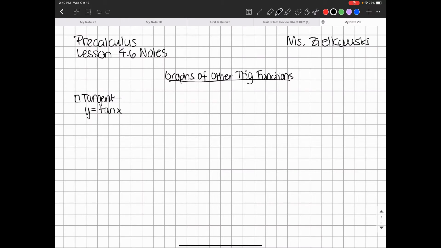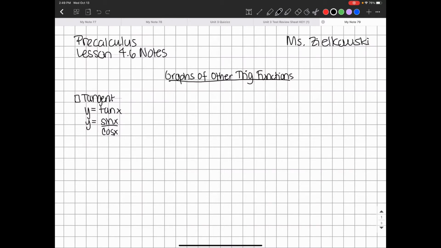Another way that I could write this is y is equal to sine of x over cosine of x. So this is just something that you need to know. Tangent is also equivalent to sine over cosine. Remember when we were looking at the unit circle, if we wanted to find tangent, we did the y coordinate over the x coordinate on the unit circle. So we did sine over cosine. So this is another way that I can write this equation.